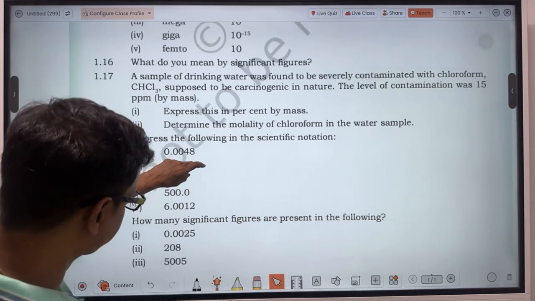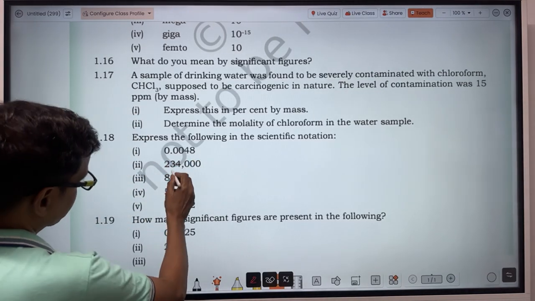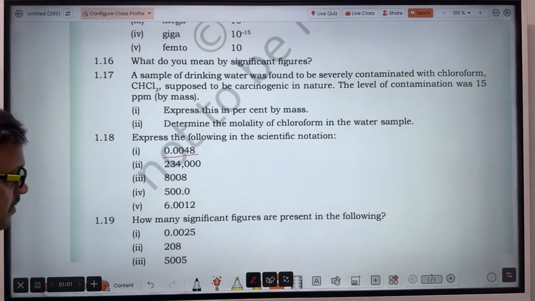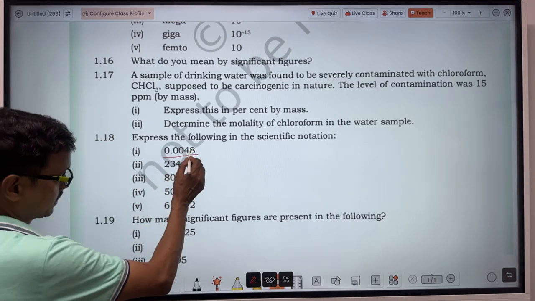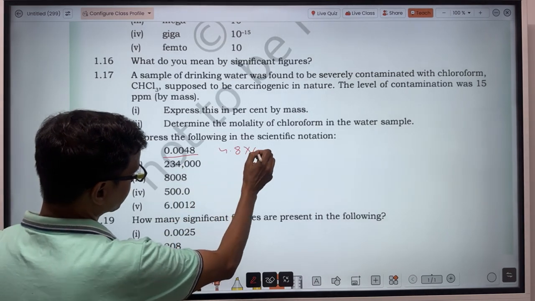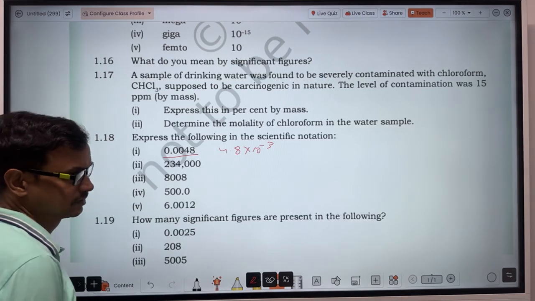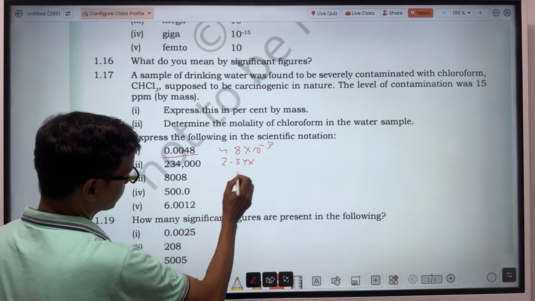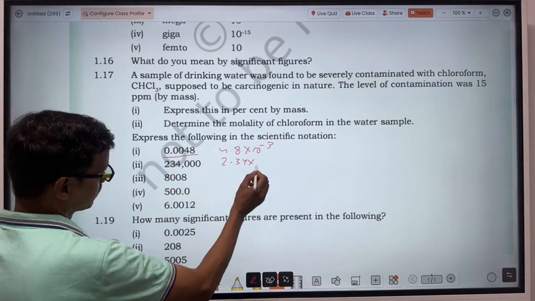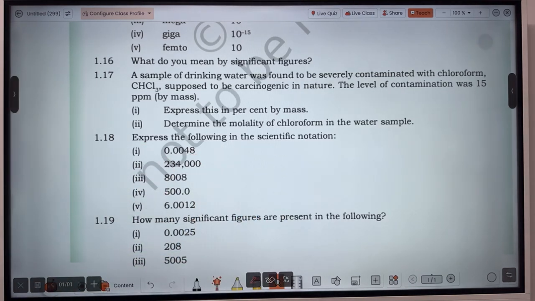Scientific notation, how to express in the scientific notation. There must be only one digit left to the decimal. So two questions I am solving, and the remaining you have to do. That means it will be 4.8 into 10 power how much? 1, 2, 3. So 10 power minus 3. In this case, you will have to express 2.34 into 10 power how much? 1, 2, 3, 4, 5. So 10 power 5. Remaining you do by yourself.